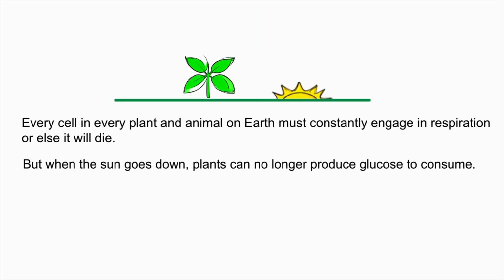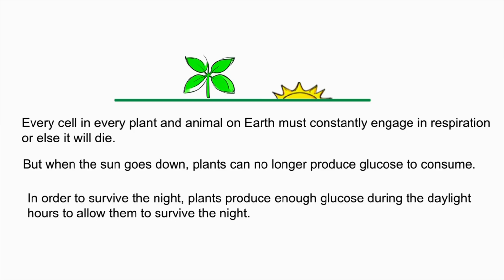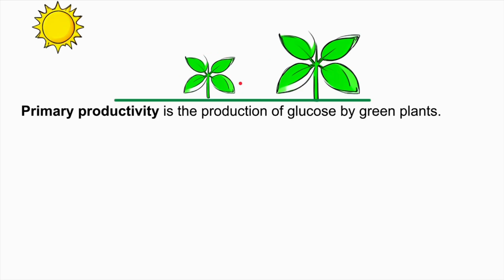Well, the plant can't engage in photosynthesis, but its cells still need to respire. They still need to release this energy. How are they going to manage this? Well, plants don't just eat glucose as it's made. They make a lot more glucose than they need, so that at night there's excess glucose stored in the plant that it can then use to respire and survive.